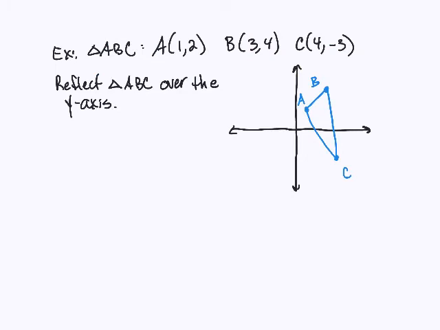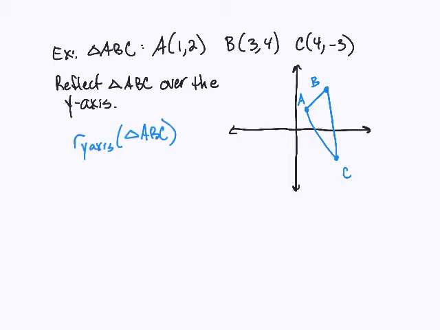Okay, so here's a typical example. You're given triangle ABC and the coordinates, and I've graphed them over here. If you want to do this example on graph paper or just sketch it to follow along, it's up to you. The instructions are reflect triangle ABC over the y-axis. So in symbols, that means it would be r of the y-axis, and then you would put triangle ABC. We can do this visually, and then we can do this using the rules.